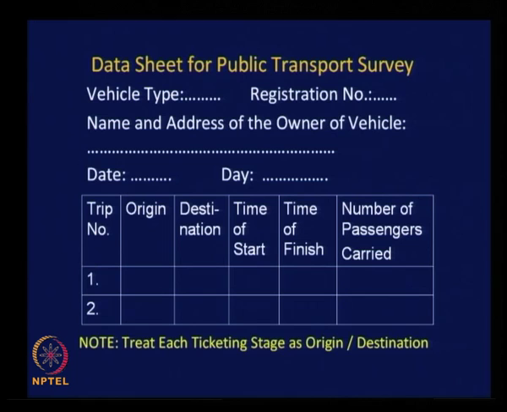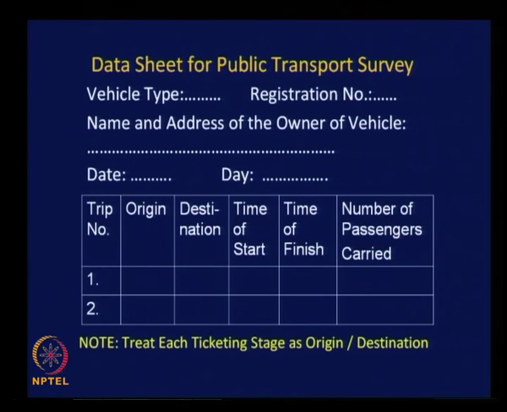Then information on public transport survey. Most of our cities have only two modes of public transport, namely bus and train, and train service is available only in a limited number of cities like Chennai, Mumbai, Calcutta and Delhi as of now, and some more cities are going to get the service shortly, right. And the information to be collected is similar to the previous case of IPT, and we have to request them to treat each ticketing stage as origin destination in this particular case.